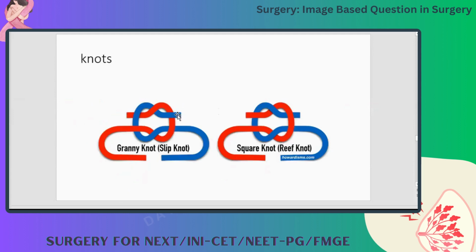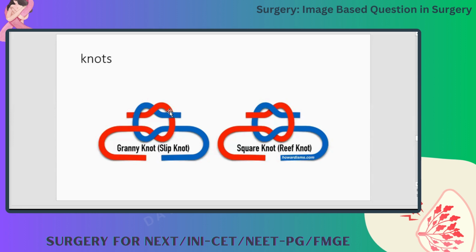Now we have covered blades, we have covered some instruments. Just recollect how a Babcock looks. How does an Allis look? You will get confused with Allis and Babcock. Allis has a sawtooth appearance. Where is Babcock used? Appendix, fallopian tube. Fallopian tube and appendix.